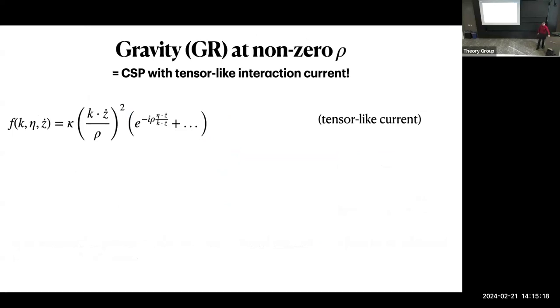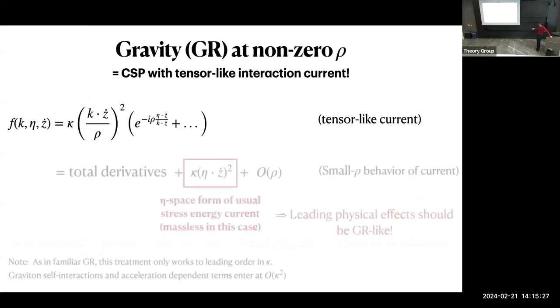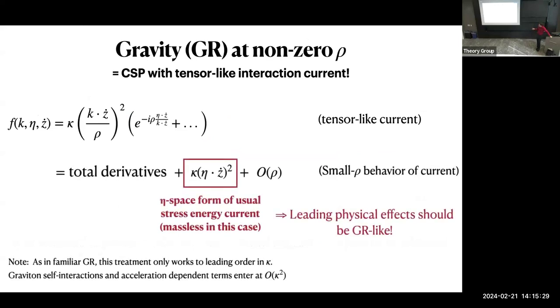We can look at the rank two case. I'll call this the tensor-like current. Now I'm going to reverse the order of analysis, because now you know you should look at the current first. What you find is that if you Taylor expand this, you get a series of total derivatives. Kappa is root G Newton; we're going to pretend it's root G Newton here, just so we can make contact with familiar theories. Do an expansion, you get total world line derivatives. The leading order piece is the usual stress energy tensor with kappa appearing, no rho dependence, and then just order rho.